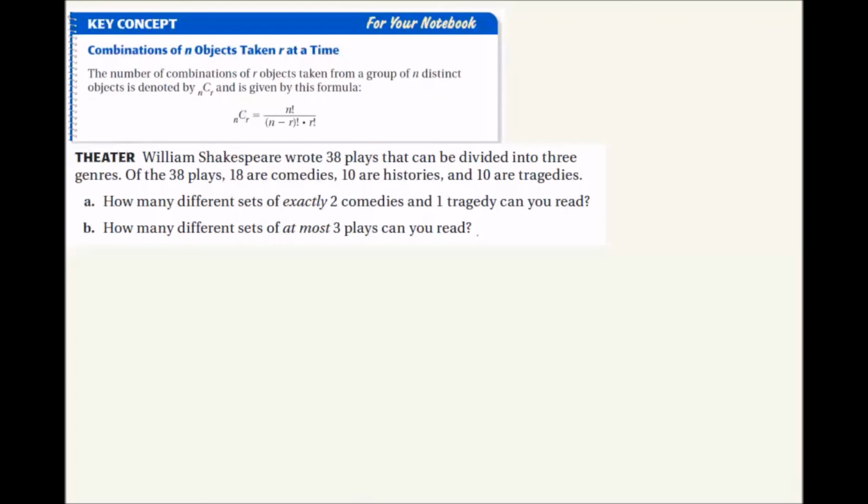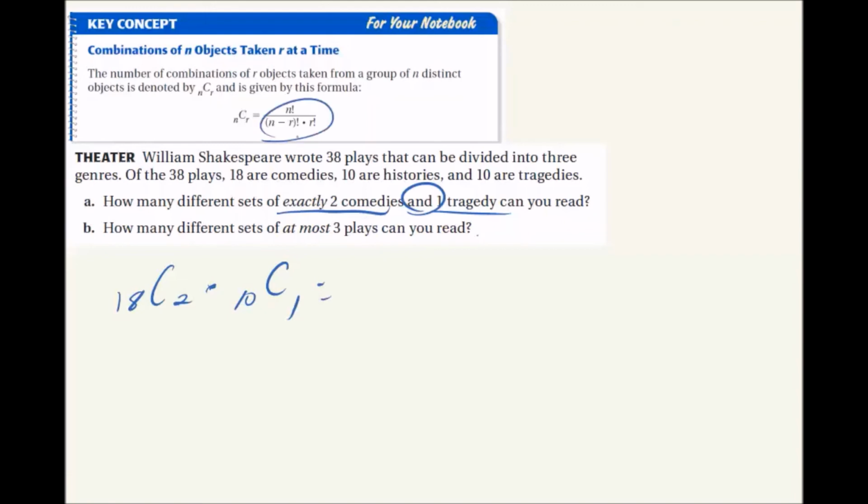So the first thing we need to do is decide, are we going to multiply these two events together? Because we're going to pick 2 comedies, then we're going to pick 1 tragedy. And this one says, how many different sets of 2 comedies and 1 tragedy can you read? So we're going to be combining those 2 things together, event A and event B. So we're going to multiply these 2 options together. So the first one we're going to write is, of 18 comedies, we're going to pick 2, multiplied by 10 tragedies, and we're going to pick 1.